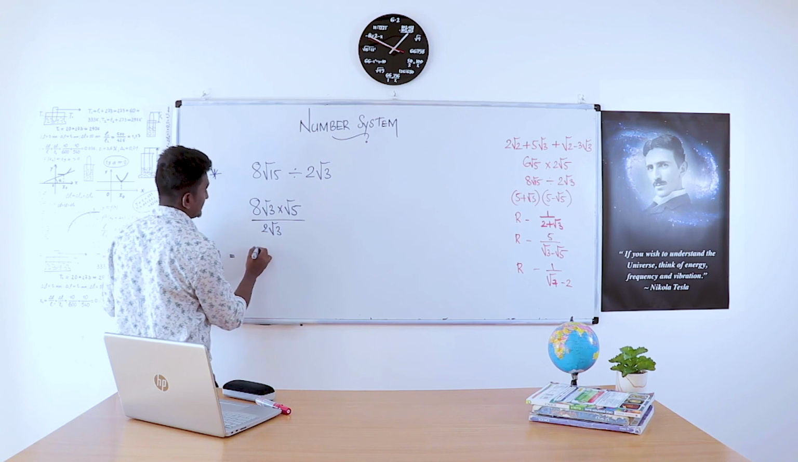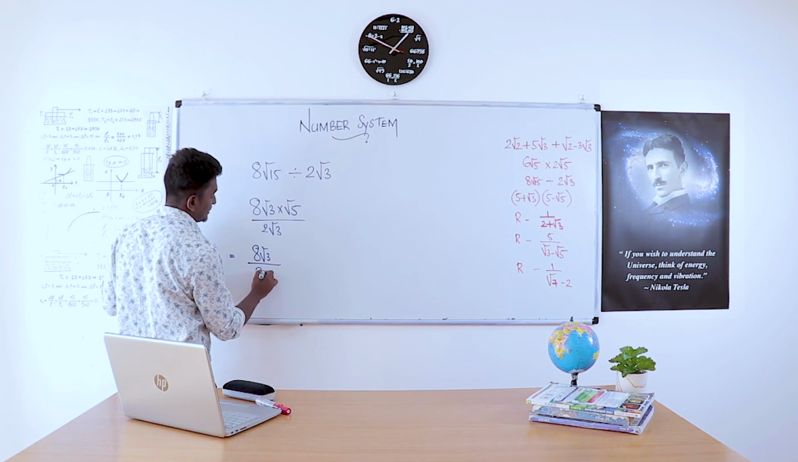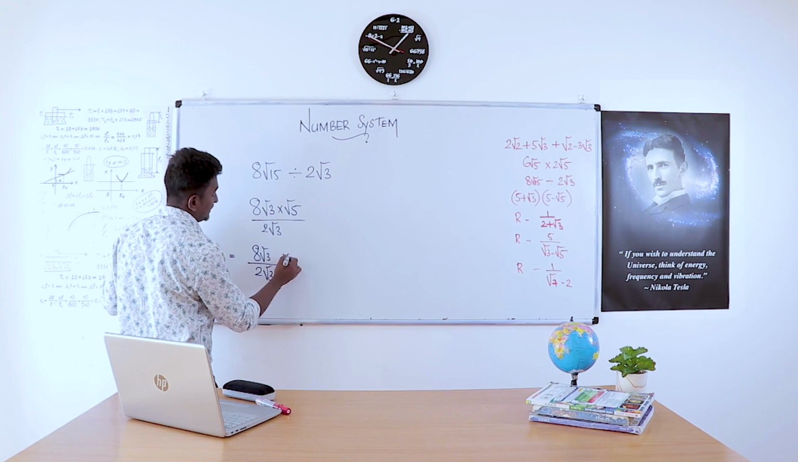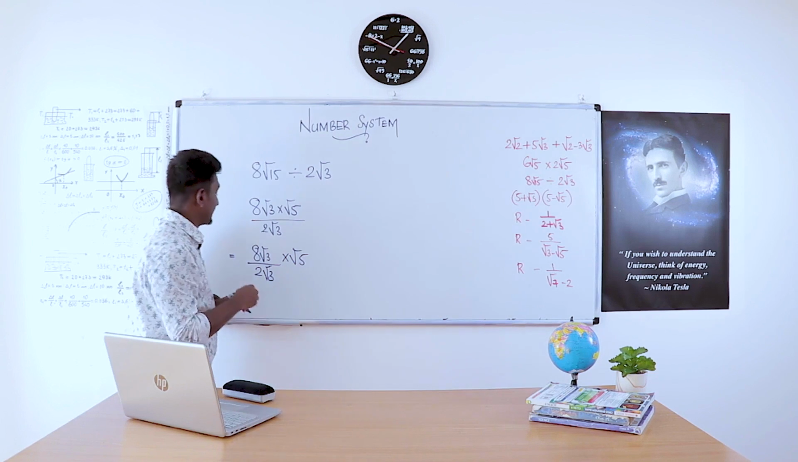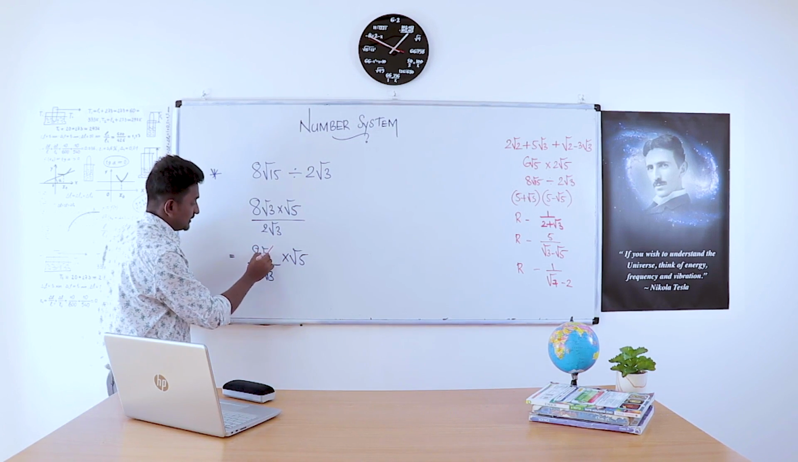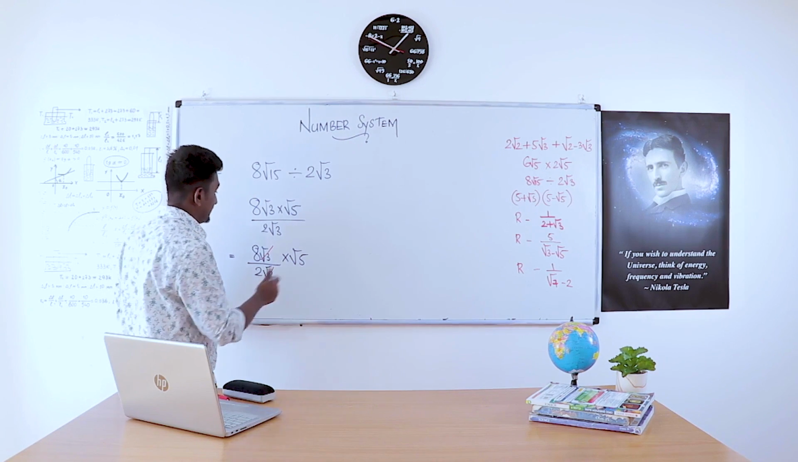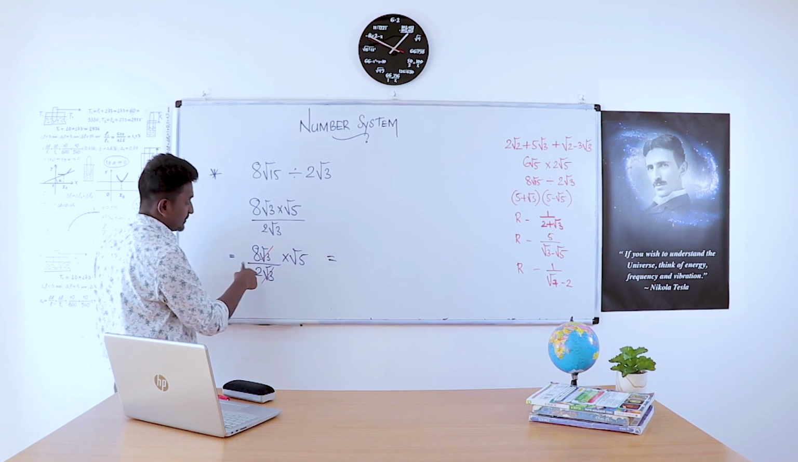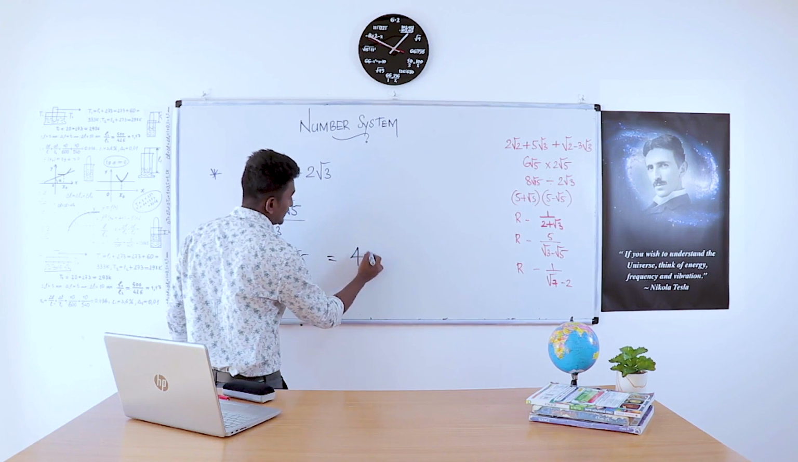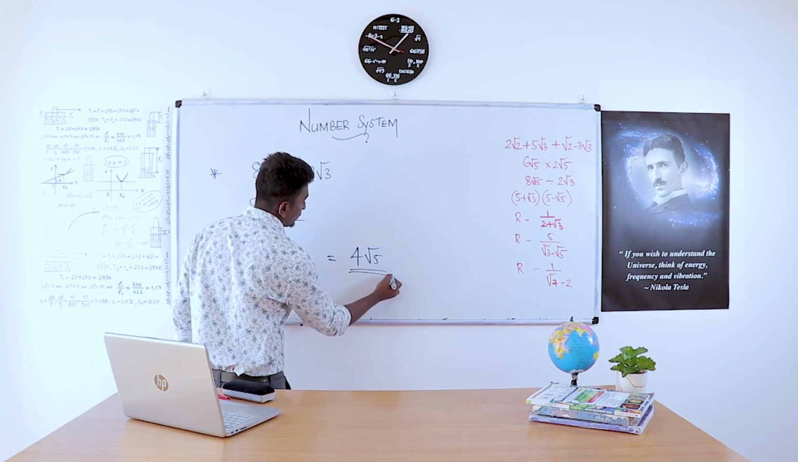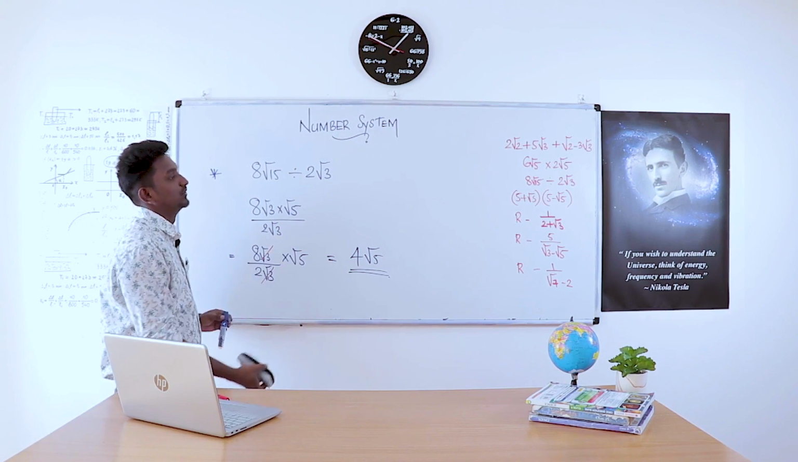That can be written as 8 root 3 into root 5 divided by 2 root 3. Here in numerator and denominator root 3 is there and we can cancel the root 3. Then 8 divided by 2 is 4, then into root 5, that is 4 root 5. Here the final answer is 4 root 5.